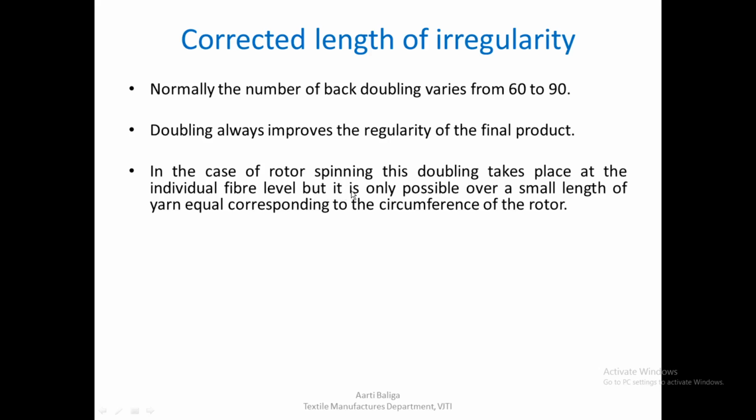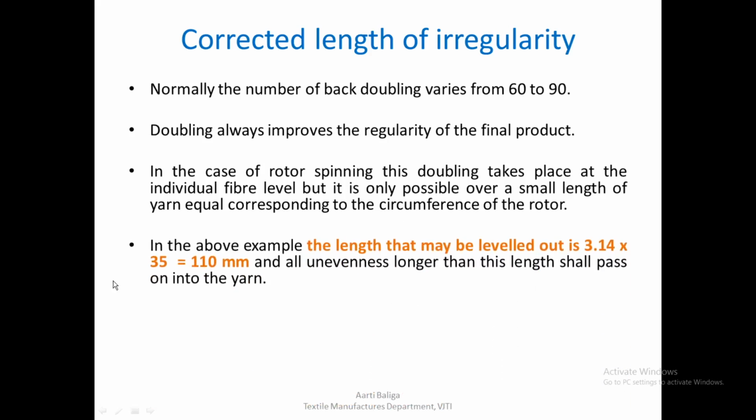In the case of rotor spinning, this doubling takes place at the individual fiber level. We know that whatever fibers are delivered into the rotor is around 5 fibers, and it is always individually opened by the opening roller before it enters the rotor. So this kind of doubling is at a very fine level, but this kind of leveling or improvement in regularity is only possible over a small length of yarn, which corresponds to the circumference of the rotor.